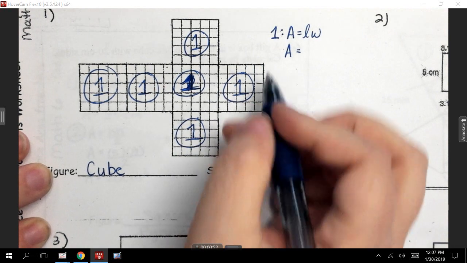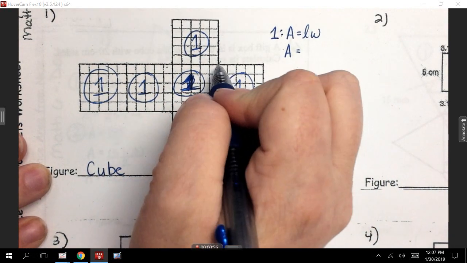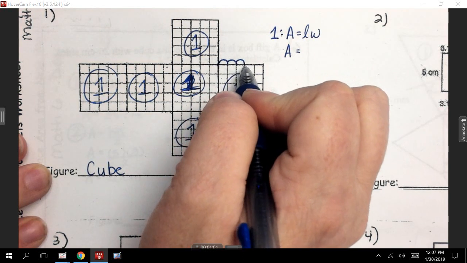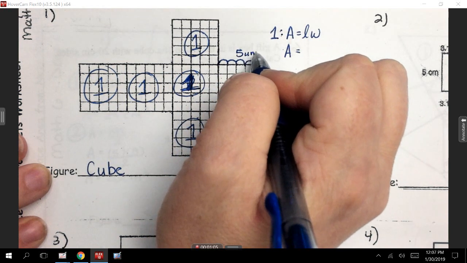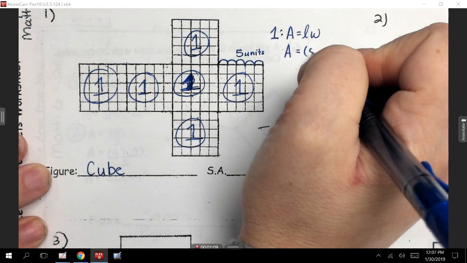I'm just going to pick this one at the end. And I'm going to start at the top and I'm going to count over. Remember, put your pen or your pencil on your starting point and then count over. 1, 2, 3, 4, 5. So there are 5 units going across the top. And then I'm going to go down the side as well. So let's see, my length is 5.